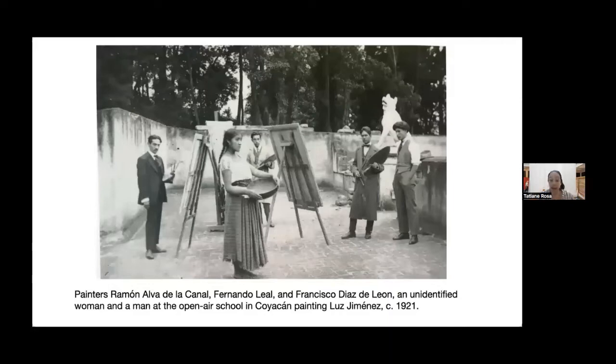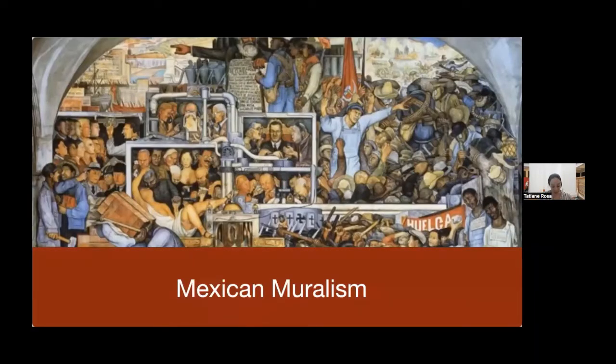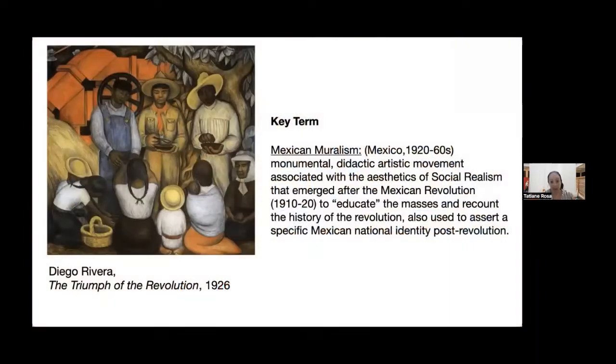So what is Mexican muralism? Mexican muralism is a monumental and didactic artistic movement, associated with social realism. Social realism is the style that was adopted by the artists, and Mexican muralism is the movement itself. Muralism is deeply associated with the Mexican Revolution. It was seeking, as I was telling you, to educate the masses and recount the history of the revolution. It was about telling the history of the revolution for the future generations.